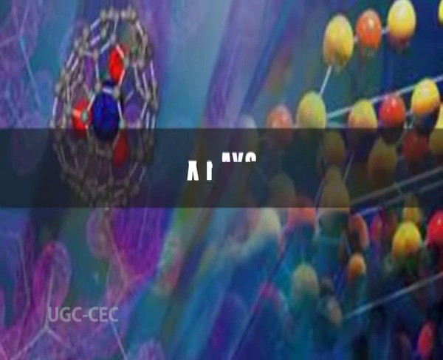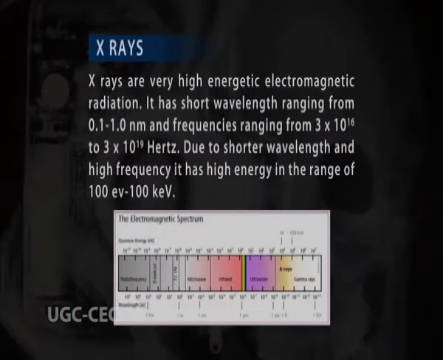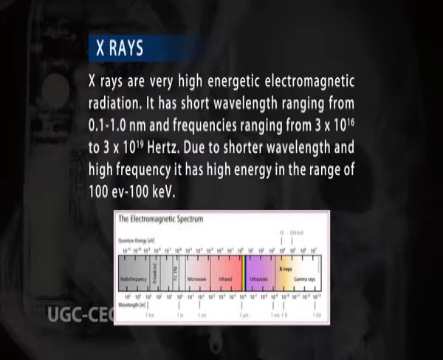Now, X-rays. X-rays are very high energetic electromagnetic radiation. They have short wavelength ranging from 0.1 to 1 nanometer and frequencies ranging from 3 × 10^16 to 3 × 10^19 Hz. Due to the shorter wavelength and high frequency, they have high energy in the range of 100 electron volt to 100 kilo electron volt.